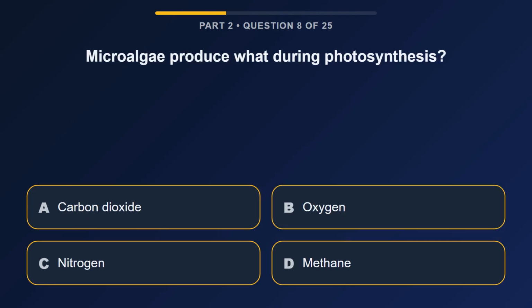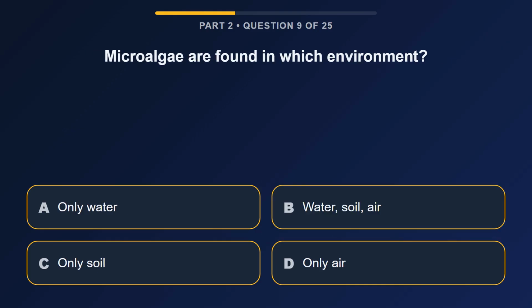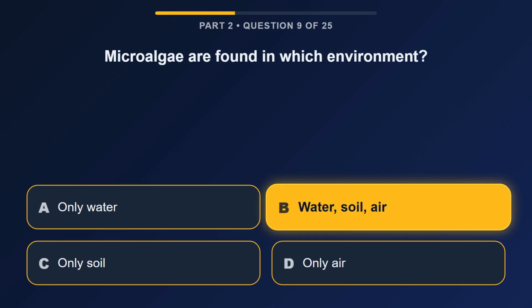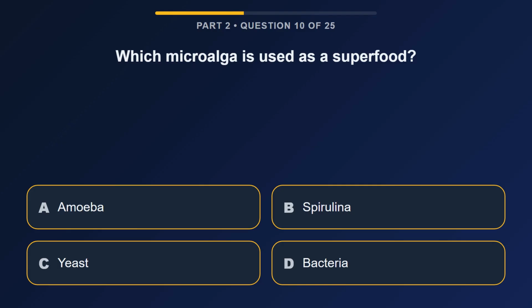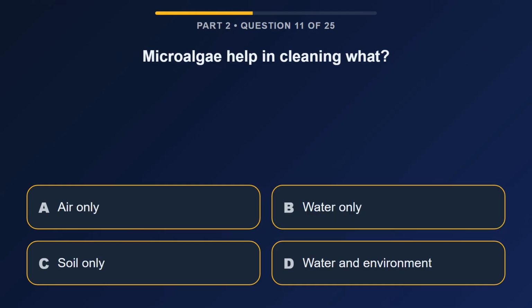Microalgae produce what during photosynthesis? Microalgae are found in which environment? Which microalgae is used as a superfood? Microalgae help in cleaning what?